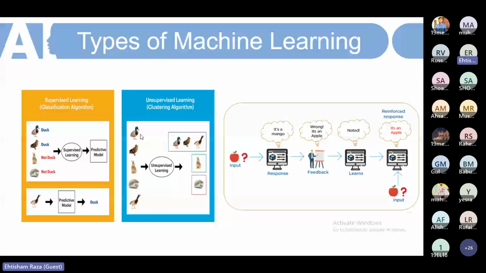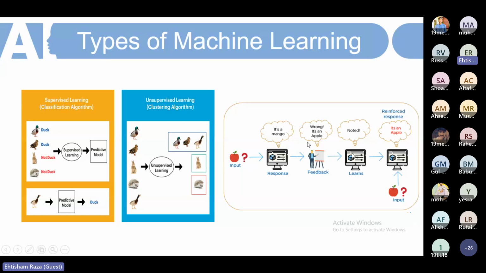And in reinforcement learning, the input is an apple, and it says it's a mango. Then my agent responds, and I give feedback to my model: no, you are wrong, it's an apple. So my model will keep that in mind, and it will always remain in its memory. Once my agent makes a mistake, it will learn from me.